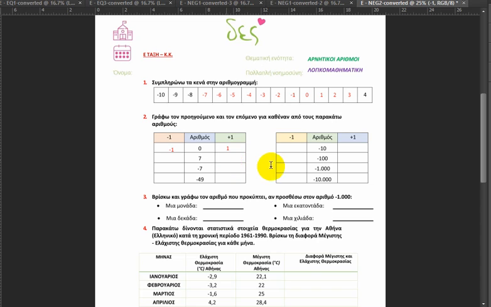Here from 7, if we add 1, we get 8. If we subtract 1, we get 6. Minus 7, if we add 1, we get to minus 6. If we subtract 1, we take a step left, we get to minus 8.